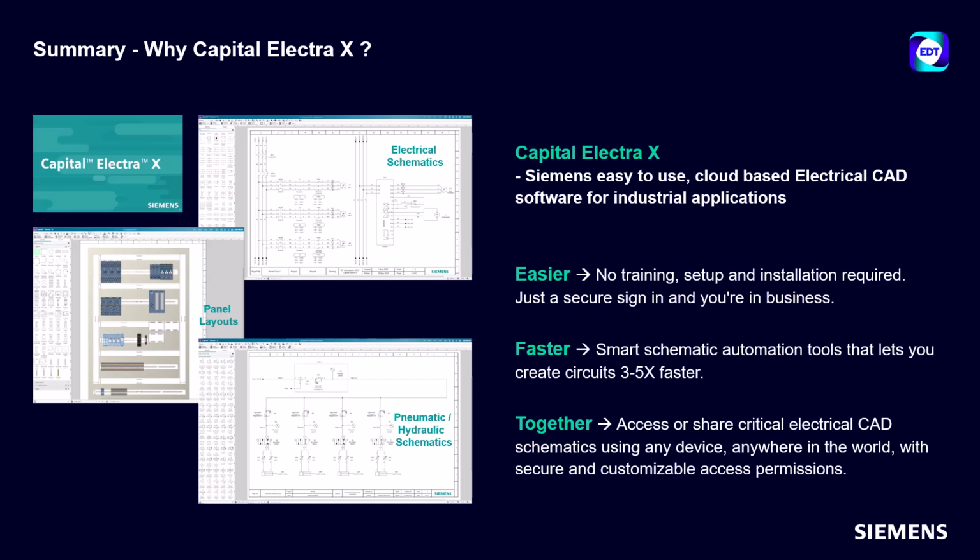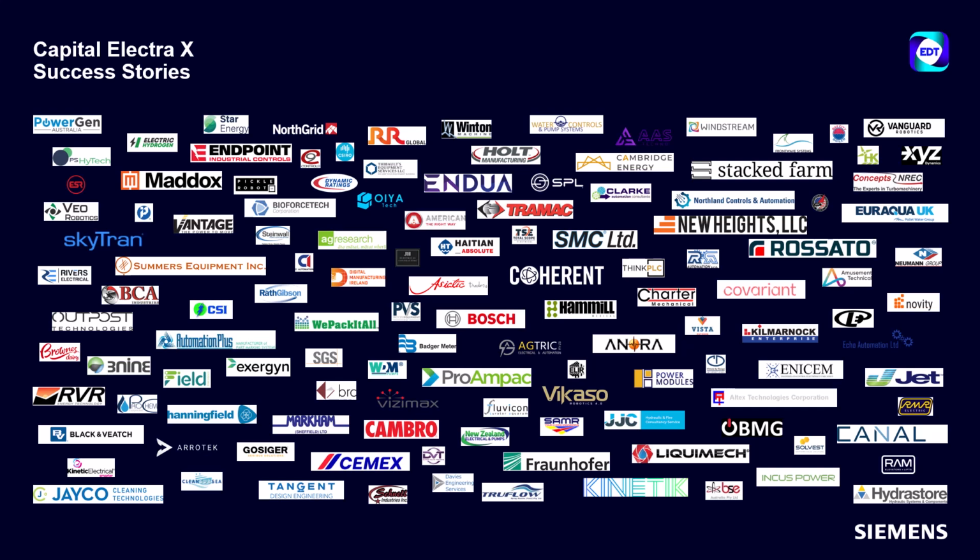Collaborative accessibility: access and share critical electrical CAD schematics from anywhere in the world using any device, with secure and customizable access permissions. With Capital Electra X, we are not just revolutionizing electrical design, we are empowering collaboration, enhancing efficiency, and transforming the way you work. Lastly, coming to some success stories, Capital Electra X has been trusted by industrial leaders worldwide, including renowned companies such as Bosch, RR Global, Coherent, Northgrid, and many more. These are only a few, but the list is endless.